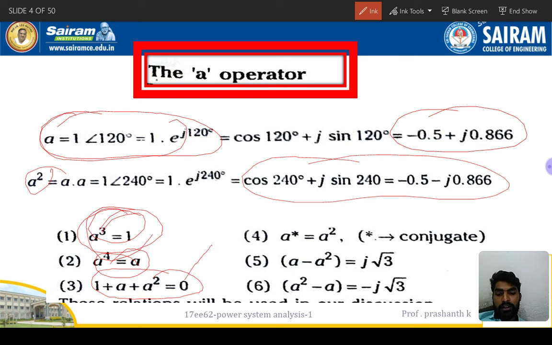This is a very important equation for our calculation purposes. A conjugate is equal to A square. A minus A square is equal to j root 3, and A square minus A is equal to minus j root 3. This is a conjugate, like plus and minus.